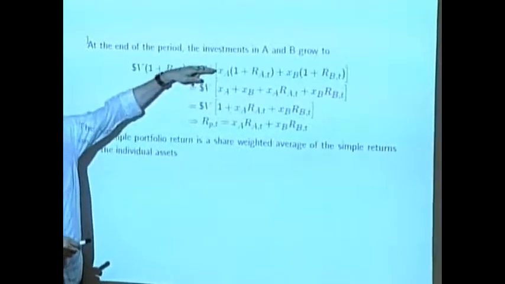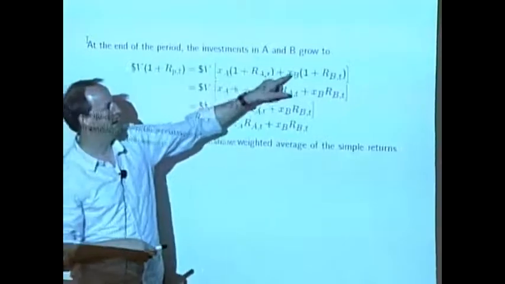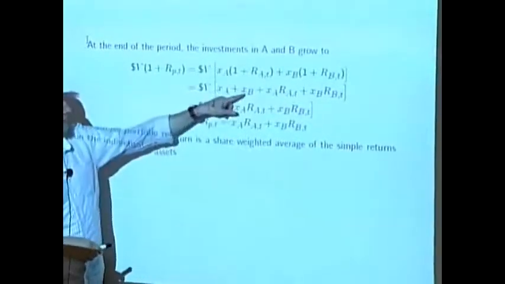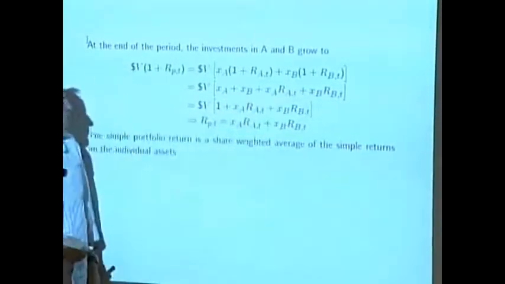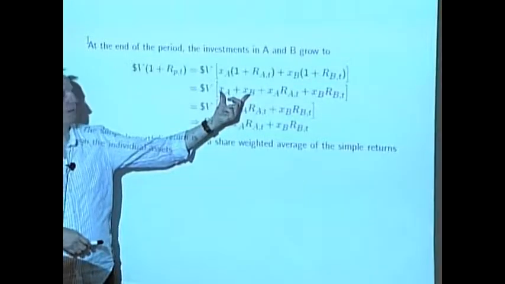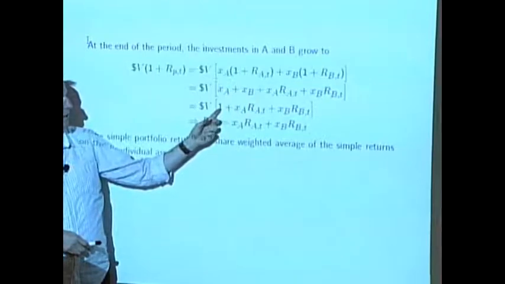So now we can take this relationship and split it up, because we have XA times 1, XA times RA, XB times 1, XB times RB. So that gives us XA plus XB, and then we have XA RA plus XB RB. But the portfolio shares are assumed to add to 100%. XA plus XB is equal to 1. So that reduces down to 1.